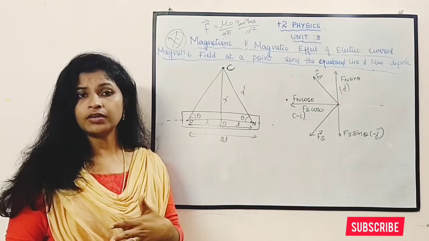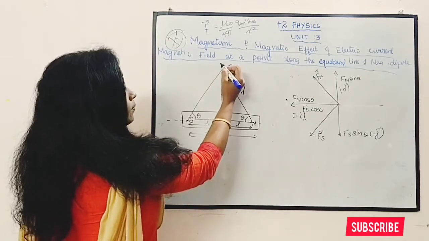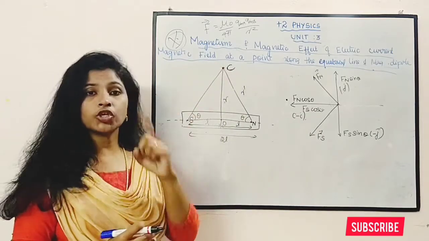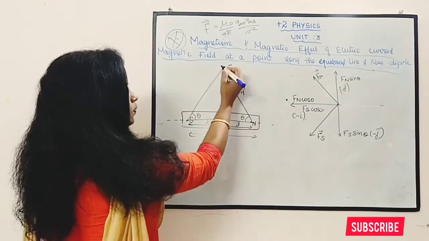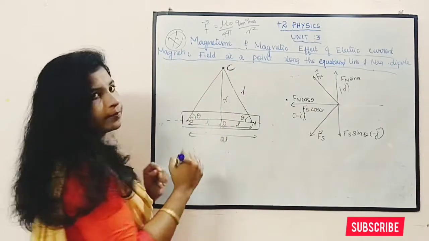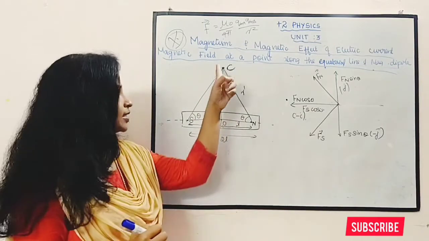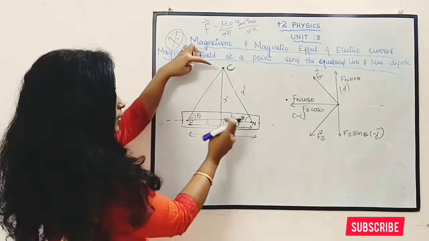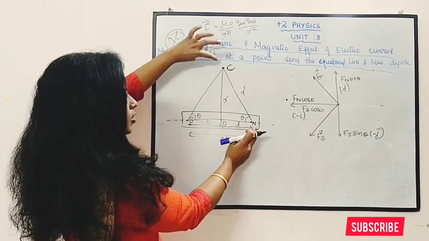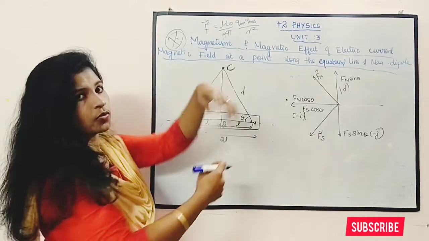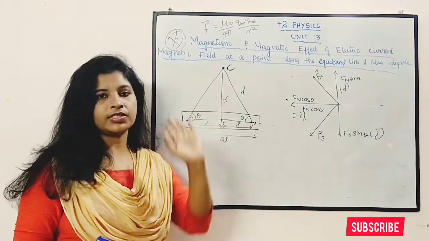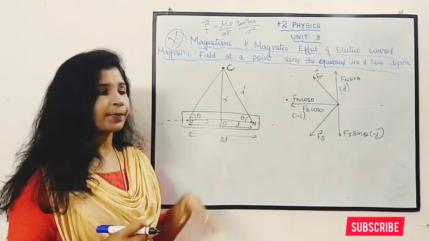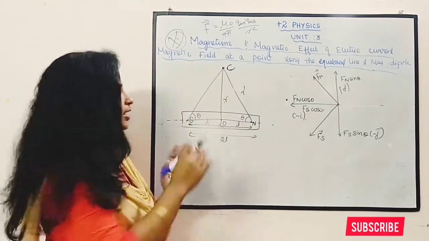So for that, what will I do? We will place a unit north pole here. What happens when we place a unit north pole here? Two forces will be acting. This is a north pole and this is also a north pole, so there will be a repulsive force. Here there is a south pole and here there is a north pole, so there will be an attractive force, which I am going to draw.